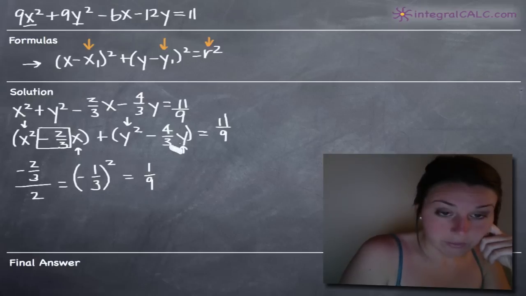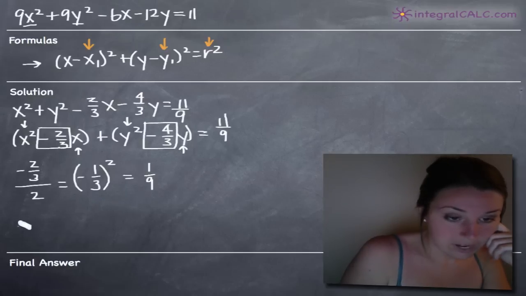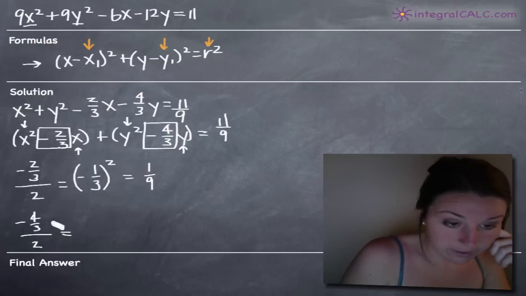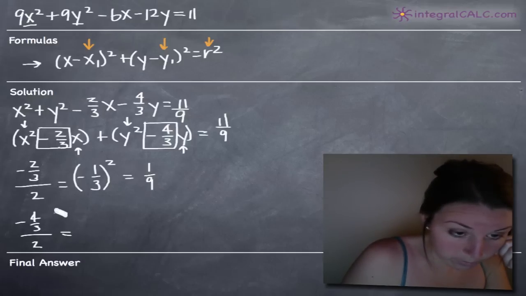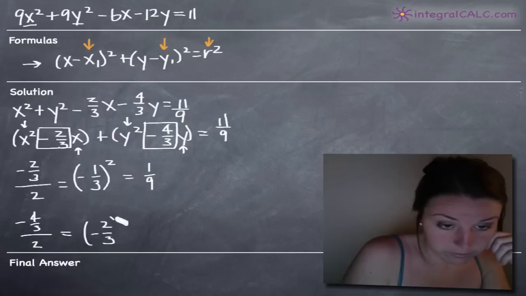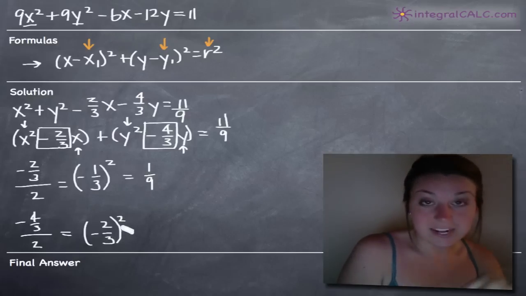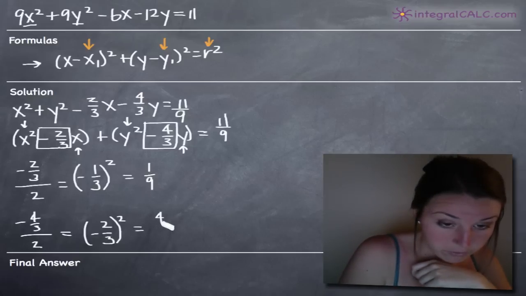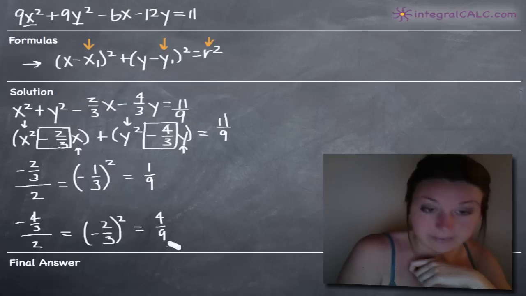Now we'll do the same thing with respect to y. We're going to take the coefficient on our first degree term, which is negative 4/3. So negative 4/3 divided by 2. And when we do that, we'll get 4/3 times 1/2 would be 2/3. So we'll get negative 2/3. And we take that answer and square it. So negative 2/3 squared gives us a positive 4 ninths.